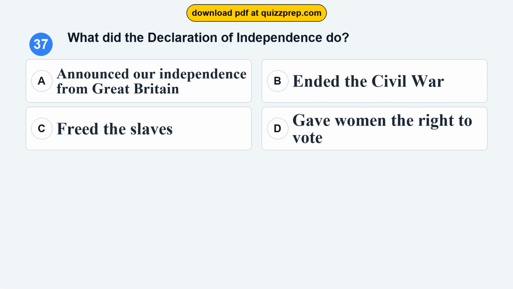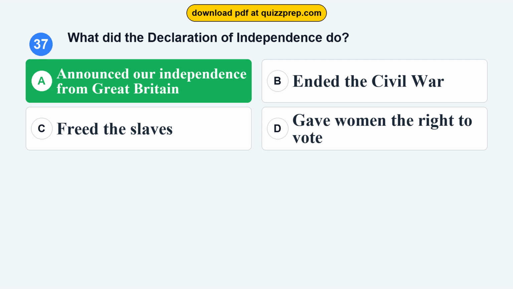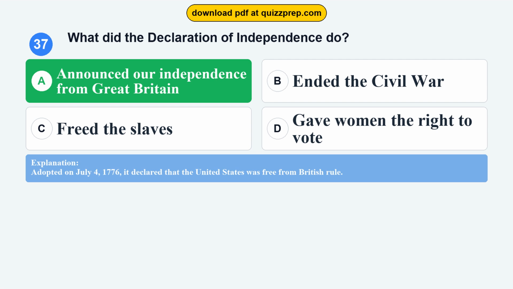Question 37. What did the Declaration of Independence do? Option A, announced our independence from Great Britain. Option B, ended the Civil War. Option C, freed the slaves. Option D, gave women the right to vote. The correct answer is option A, announced our independence from Great Britain. Adopted on July 4, 1776, it declared that the United States was free from British rule.